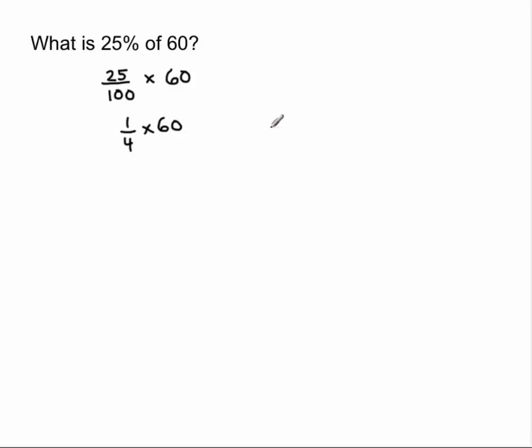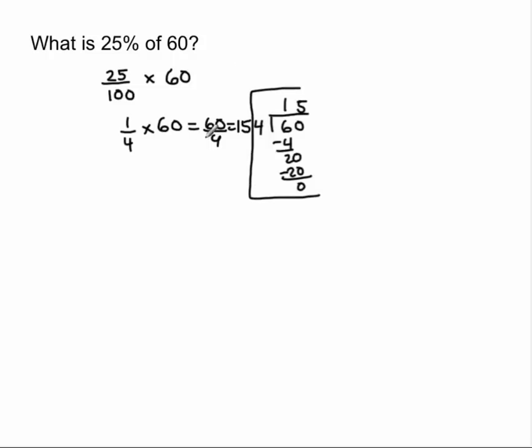So when you take 60 and divide it by 4, you get 15. And you want one of those, or 60/4, which is equal to 15. It's equal to 15. So 25% of 60 is 15.